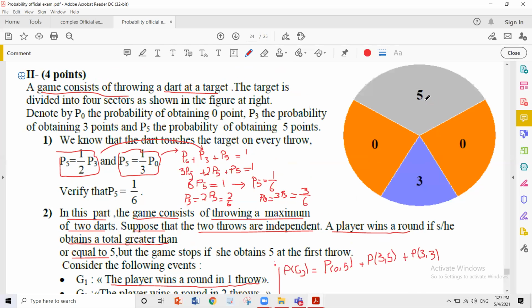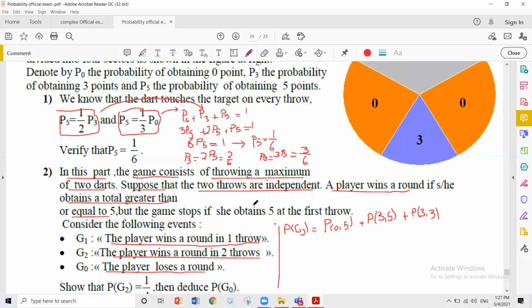You have to throw 2 darts, and to win the game you have to get a sum equal to 5 or greater than 5. A player wins the round if he obtains a total greater than or equal to 5. But the game stops if he obtains 5 at the first throw.